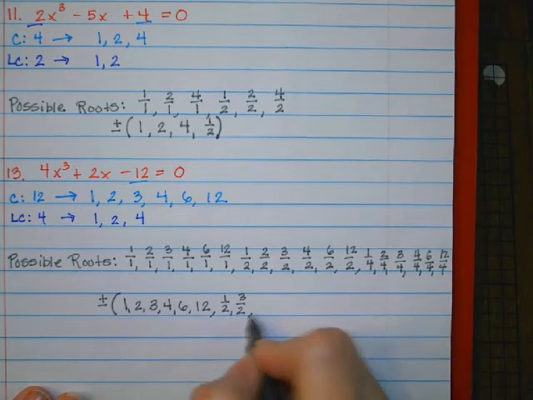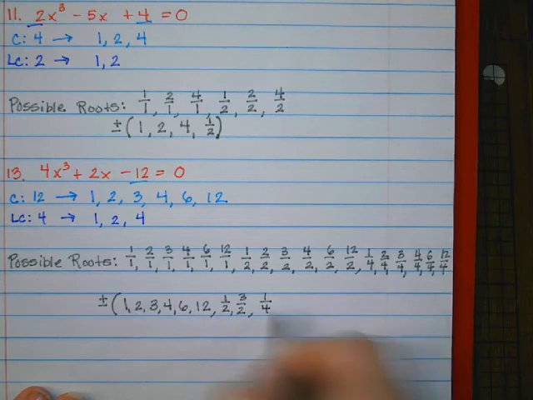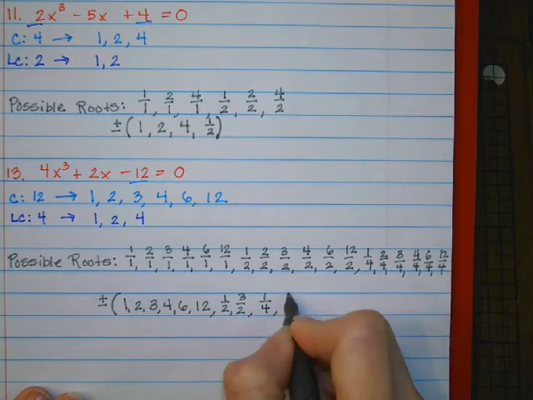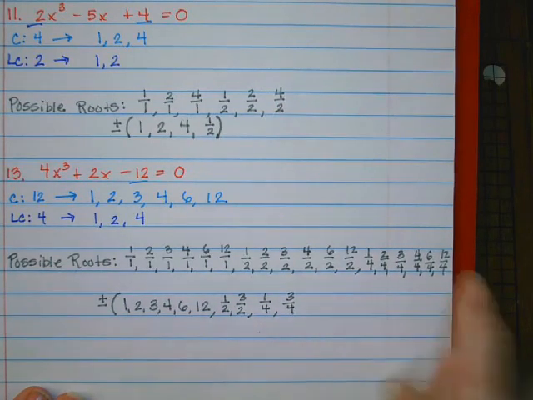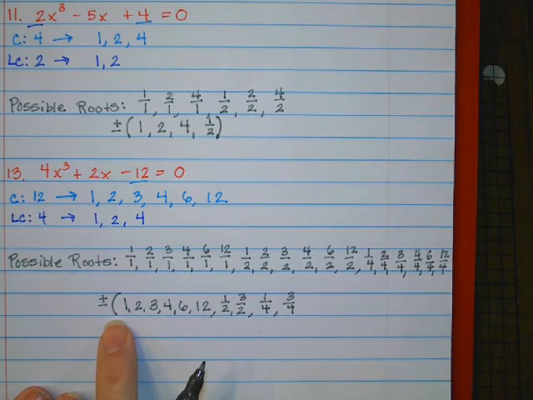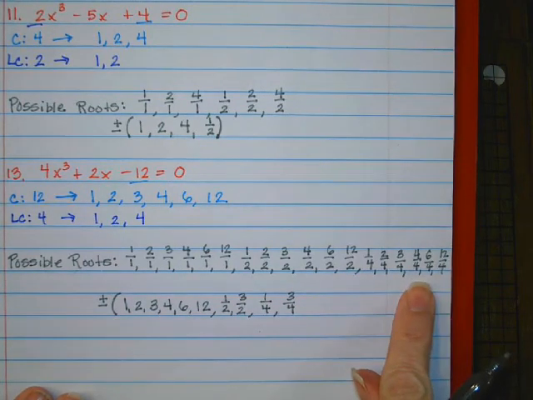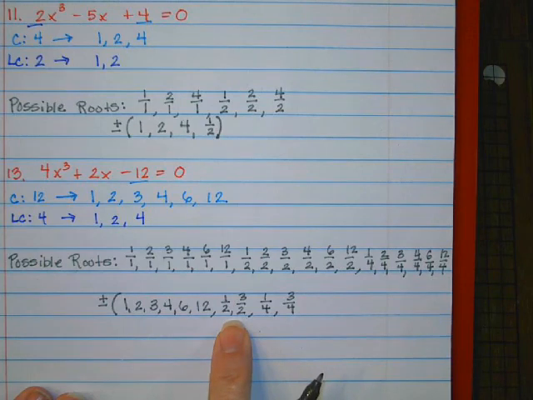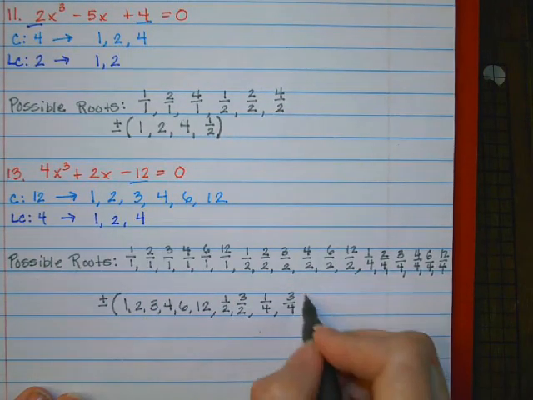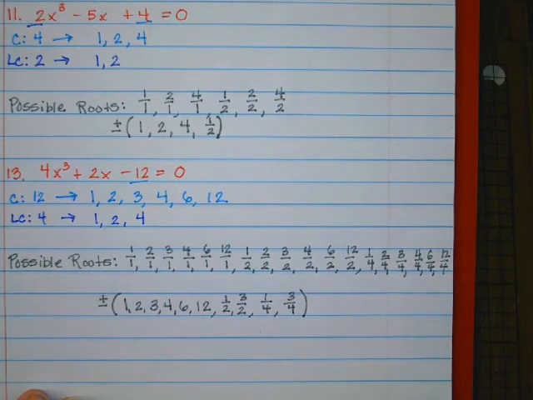1/4, which we can't reduce, we leave it 1/4. 2/4 is 1/2, which we already have. Then we got 3/4, which we can't reduce. Then we have 4/4, so 4 divided by 4 is 1, we don't repeat it. 6/4 reduces to 3 over 2, which we already have. And 12 divided by 4 is 3, which we already have. So this would be your final answer, unless you want to write them out individually with a plus minus in front of them. That's totally up to you.